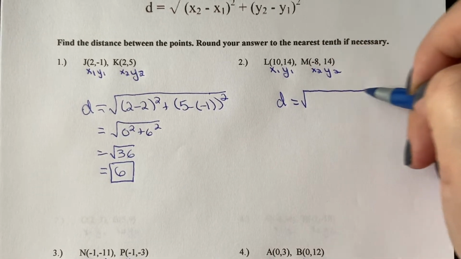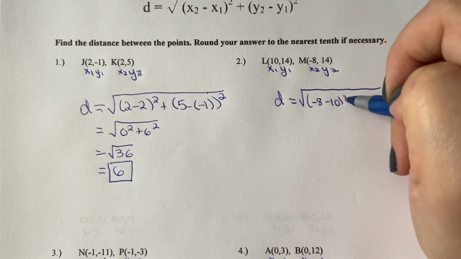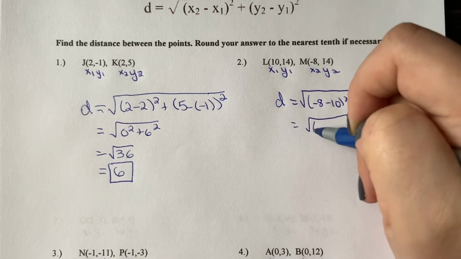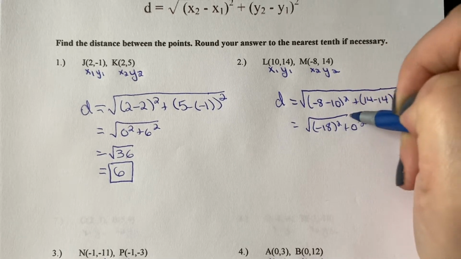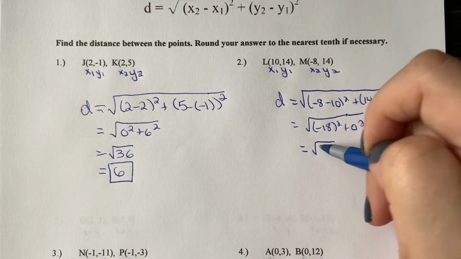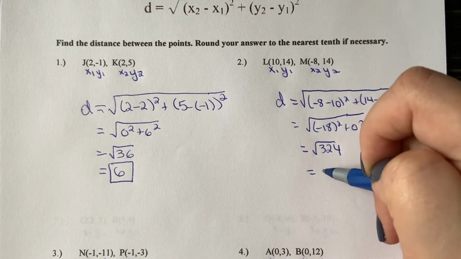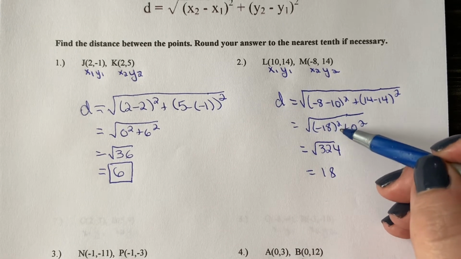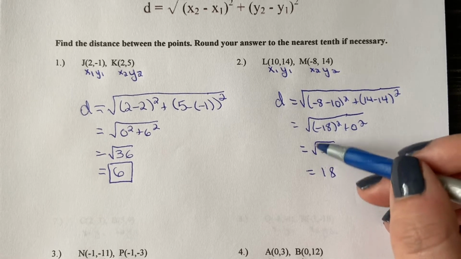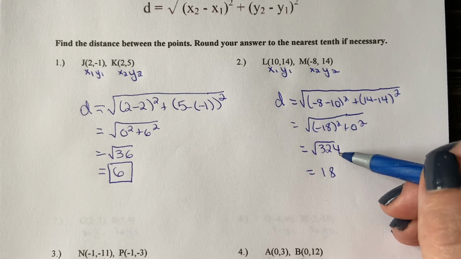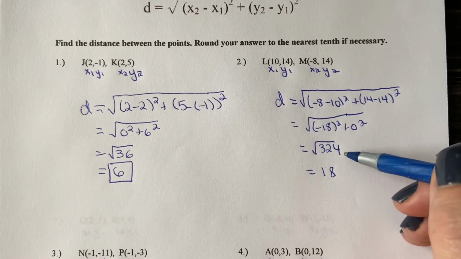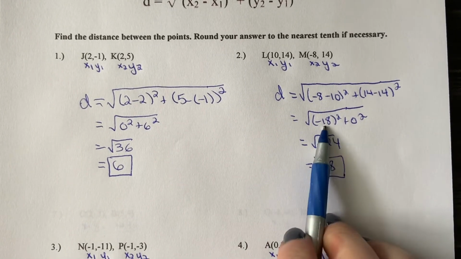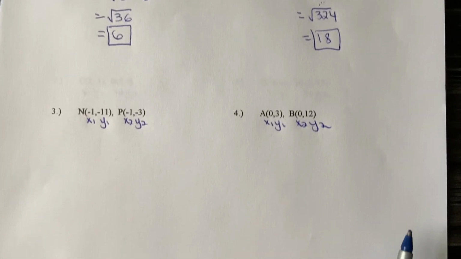distance is equal to the square root of negative 8 minus 10 squared plus 14 minus 14 squared, or negative 18 squared plus 0 squared. So this is still a positive number. You guys are going to notice if you accidentally type in a negative number without the parentheses, it will give you a negative answer under here. But when you try to take the radical, it'll say error, like you can't do it. It's because you cannot take the square root of a negative number. It actually gives you the imaginary field. So just make sure that it looks exactly like this when you put it in your calculator, in parentheses.